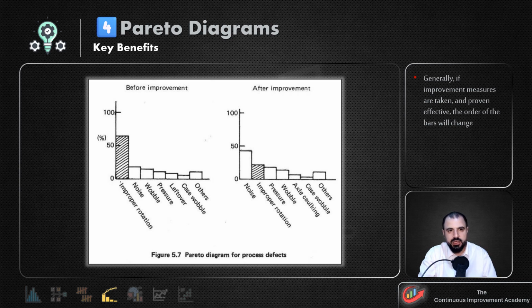Comparing the before and after improvement graphs, it can be seen that improper rotation is no longer the first issue, and it dropped to be the second most important source of trouble. The first place is now being taken by the previous second source, which was noise. In this case, we can later on focus on noise, and we can know from this exercise that our improvement effort was successful in reducing the improper rotation issue.